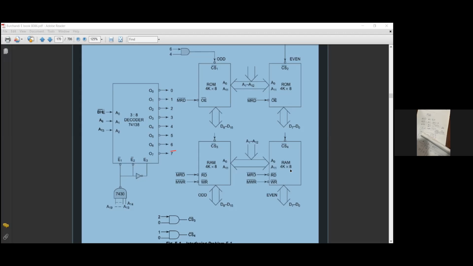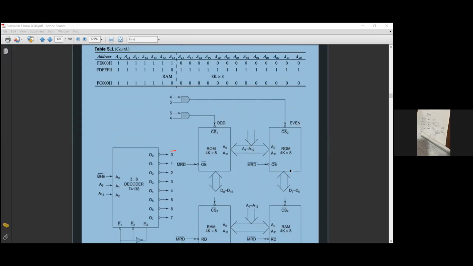Just go up. You can see 4 and 5. If anyone is 0, then even bank is selected. Because what is the condition of an AND gate? Just see this one: 0, 0 gives 0; 0, 1 gives 0; 1, 0 gives 0; only 1, 1 gives 1. So if any one of them is 0, then the output will be 0. Is it clear? Yes, sir. That's why 4, 5 is an AND gate and 4, 6 is an AND gate.